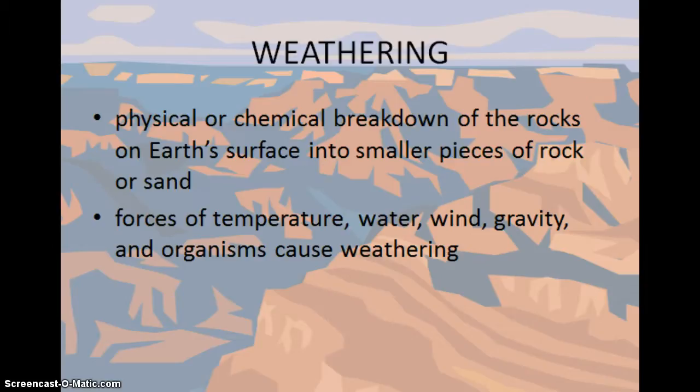So weathering is broken down into two components that we're going to learn about. The physical, which is also called mechanical, weathering, and then there's also the chemical weathering. Both of them are a breakdown of rocks on Earth's surface into smaller pieces of rock or sand. This happens because of a change of temperature, water, wind, gravity, and living organisms that break things down.